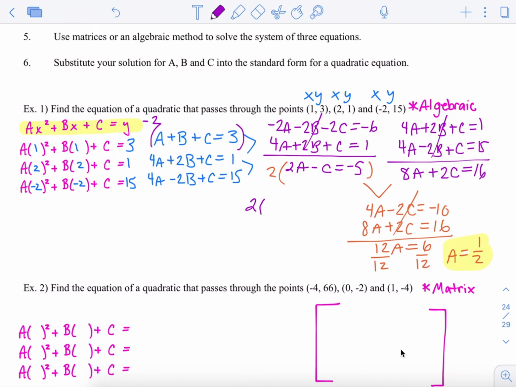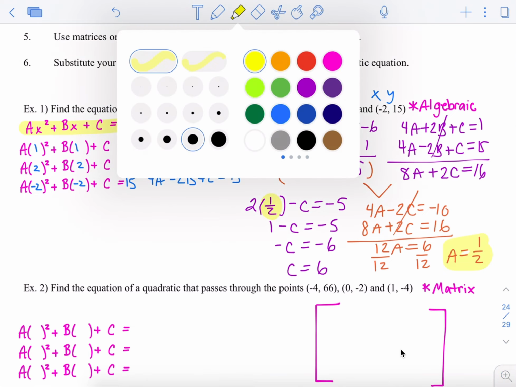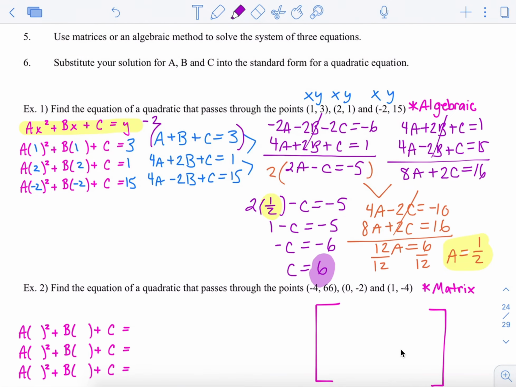So we've got 2 times that 1/2. And again, that's the a value I found. Minus c equals negative 5. 2/2 is 1. So 1 minus c equals negative 5. Subtract 1 from both sides gives me negative 6. That means that a positive c would be a positive 6. All right, so I have my purple now.